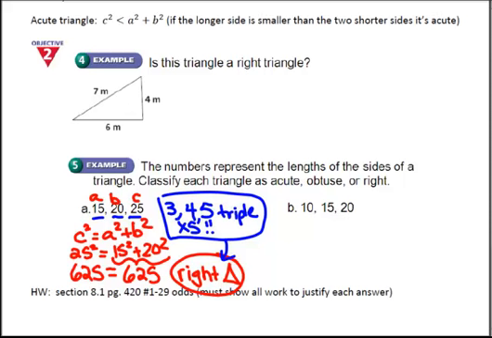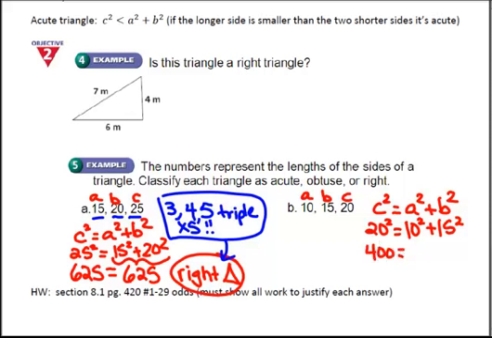All right, one more. Let's just take a look. I'm going to make this my A, my B, my longest side is C. We're going to check, does C squared equal A squared plus B squared? That's the question. Does 20 squared equal 10 squared plus 15 squared? Let's find out. 20 squared is 400. 10 squared plus 15 squared is equal to 325. They definitely are not equal. As a matter of fact, this number is bigger. Therefore, it is an obtuse triangle.